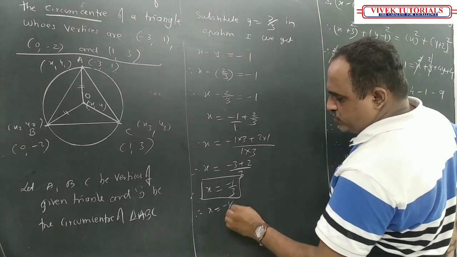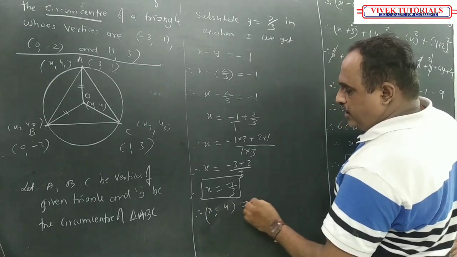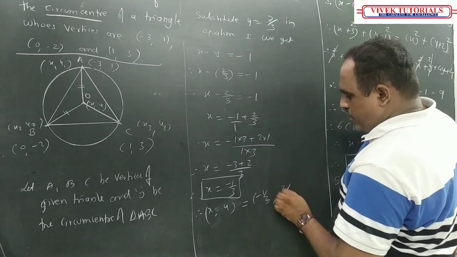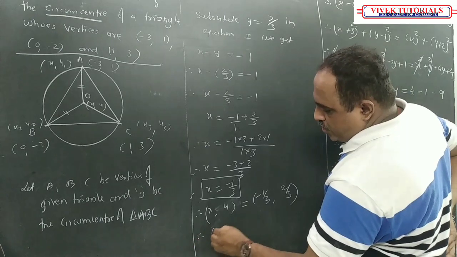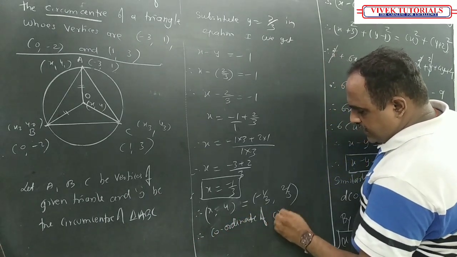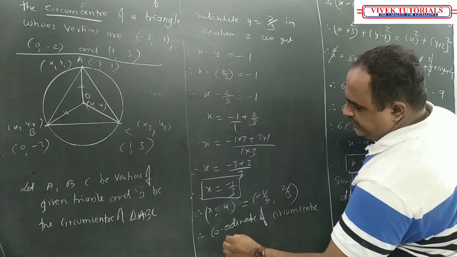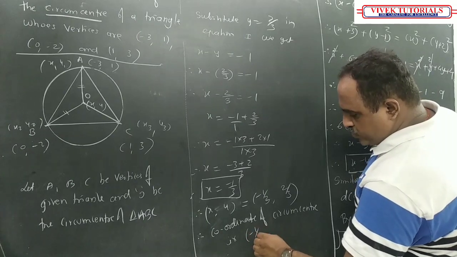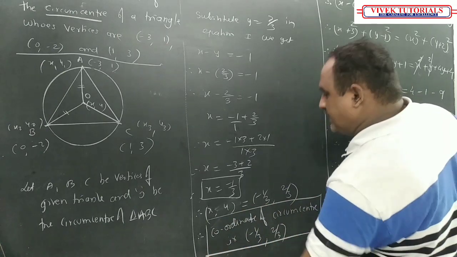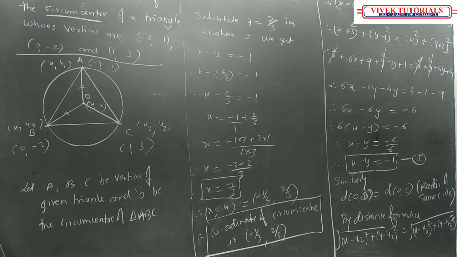Therefore, x is equal to minus 1 upon 2, x comma y is equal to what? Minus 1 upon 3 and 2 upon 3. Therefore, the coordinate of circumcenter is minus 1 upon 3 and 2 upon 3. That you put in the box and that is the final answer. So it is an important question, please students, you have to do it properly.